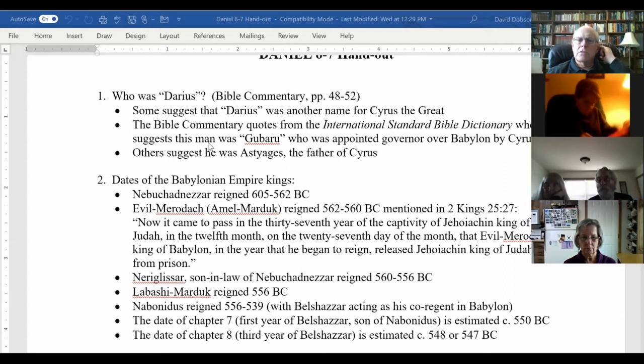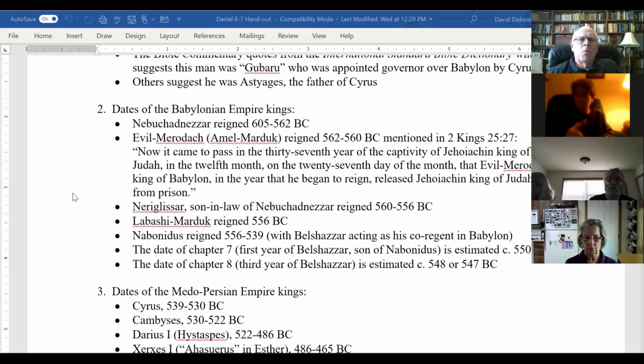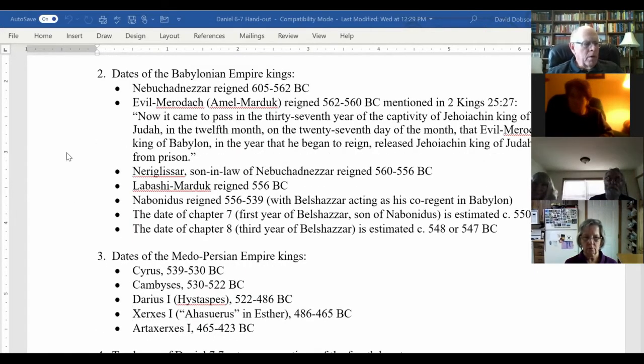I think this governor Gubaru was the regent who was authorized to run everything while Cyrus was absent. And then the third bullet, some even suggest Astyages, who was the father of Cyrus. So that's a possibility. But again, the Bible commentary, the file that I sent you, those pages will possibly give you more information than you really care to have. But I wanted to throw that out before we get into the next chapter.